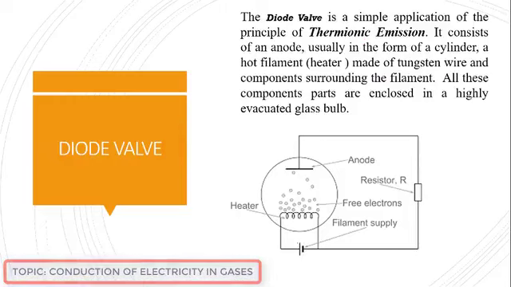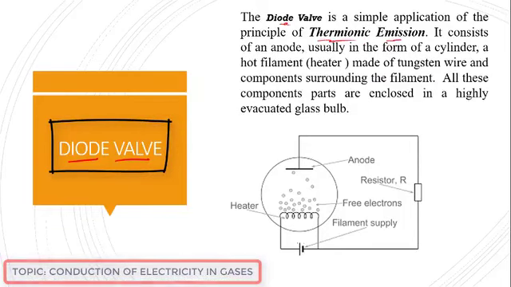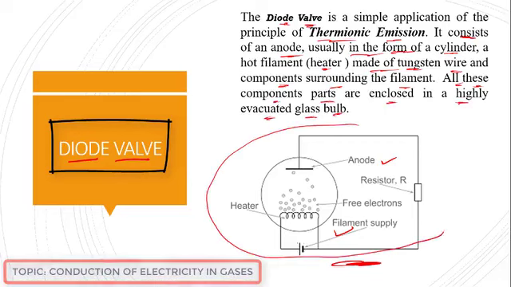Now there's an instrument that is very important, known as the diode valve. The diode valve applies the principle of thermionic emission. The diode valve is what you see here in the diagram. It consists of an anode, usually in the form of a cylinder, and a hot filament, a heater, made up of a tungsten wire, with some components that surround this filament. All these component parts are enclosed in a highly evacuated glass bulb, which is what you see in this diagram.